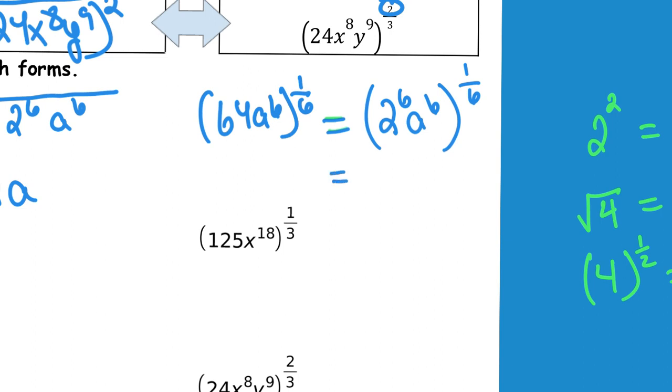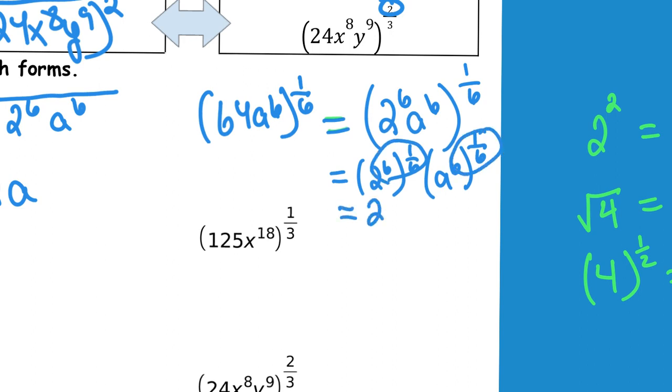So I'm going to rewrite it. Normally I wouldn't rewrite this like this, but I want you to make sure you understand what's happening. So what's 6 times 1/6? So 2. What's 6 times 1/6? So a.